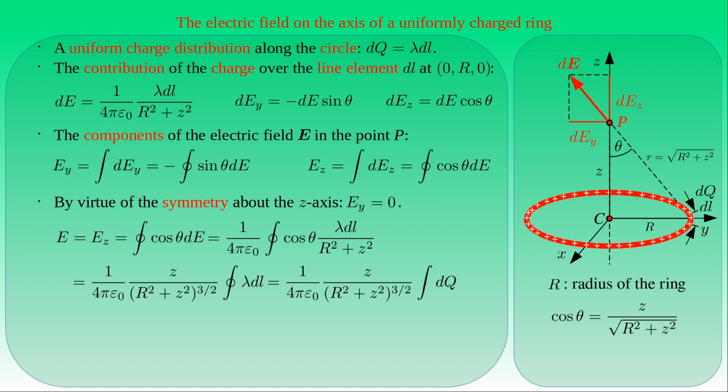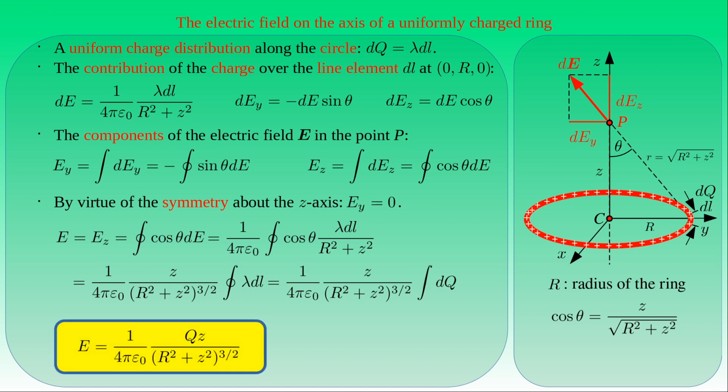Therefore, we obtain the magnitude E of the electric field created by a uniformly charged ring with a radius R and a total charge Q at a point on its axis at the distance z from the center of the ring, which is given by 1 divided by 4 pi times epsilon naught, times Q times z divided by capital R squared plus c squared to 3 over 2. The electric field of the positively charged ring along the axis is parallel with the axis itself and points outward from the plane of the ring.